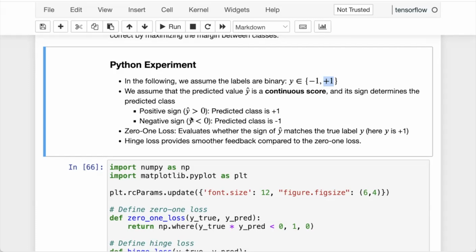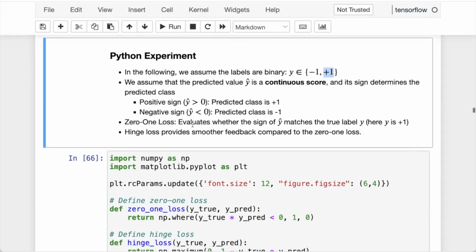And if this y hat, or predicted value, is less than 0, the sign is -1. So with this, you can compare the predicted and the true outputs and use the 0, 1 loss that we had, right? So we have two possibilities for the true output, two possibilities for the predicted output. However, the nice thing is that with the hinge loss, we don't really have to use these binary situations because now we can consider the fact that this y hat is a real-valued number.